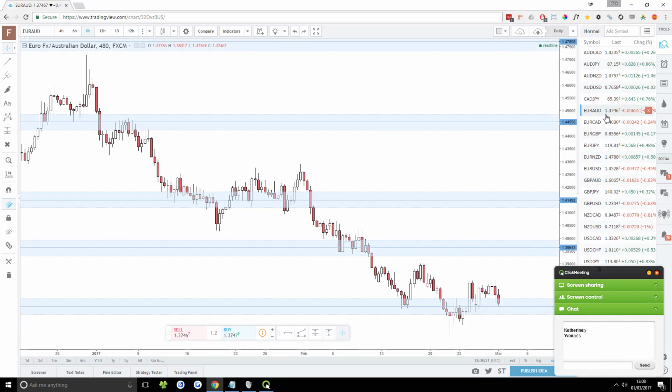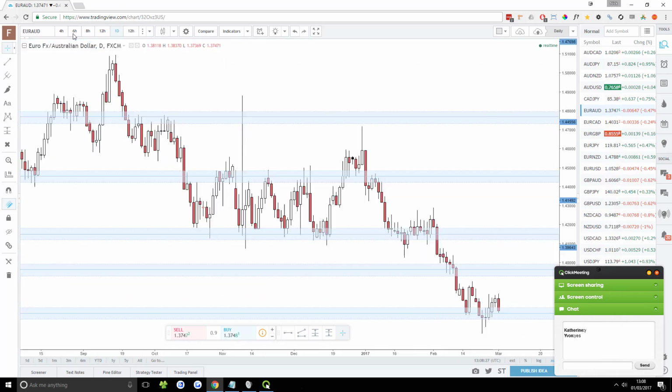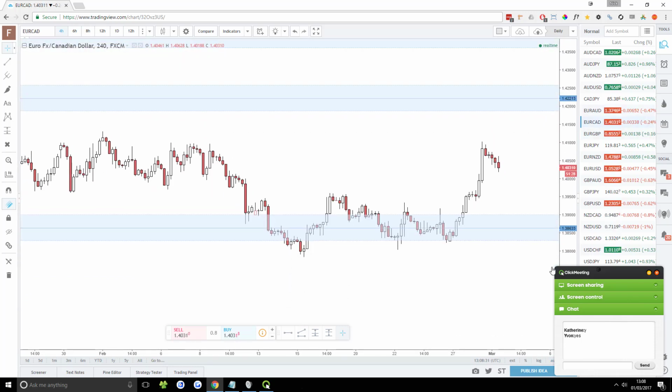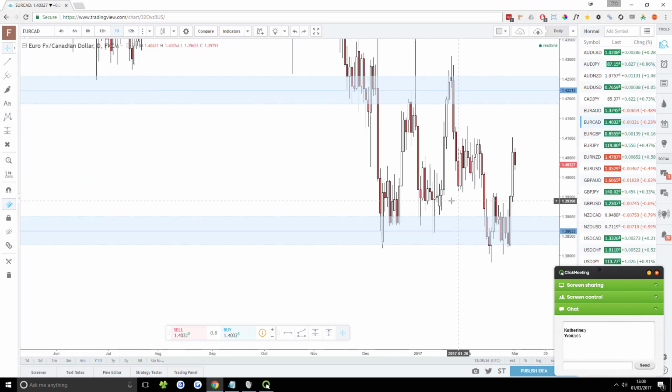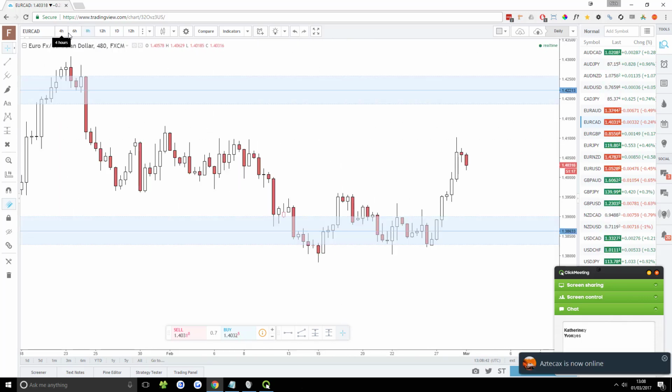Euro AUD, just dancing around support, isn't it? Nothing really tradable. Euro CAD, it's in between two support resistance areas. It's in that messy area right now, but I wouldn't really consider that resistance, so nothing I really want to trade here.